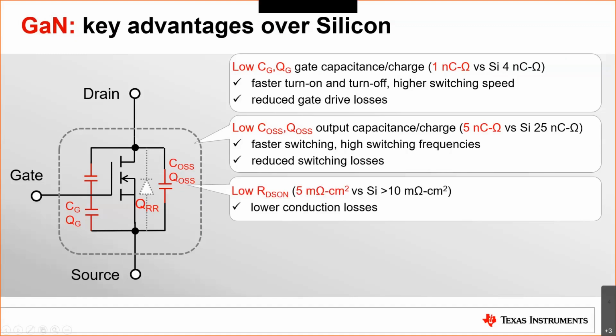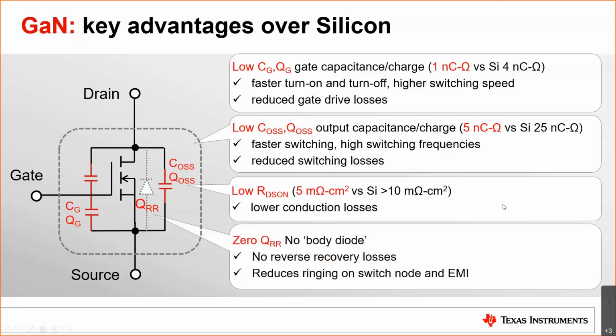The next parameter is low RDS on. If you compare it with silicon, we will also have here a lower value, roughly 5 milliohm per square centimeter versus 10 from silicon. That will effectively mean, of course, we can reduce our conduction losses, or if you want to provide smaller devices, then of course we can shrink the devices as well. I mean, it's always a trade-off between efficiency and size.